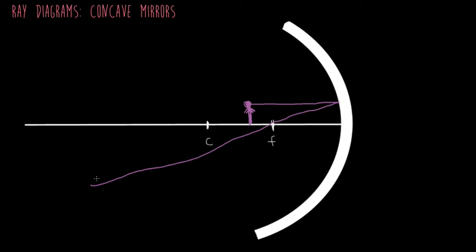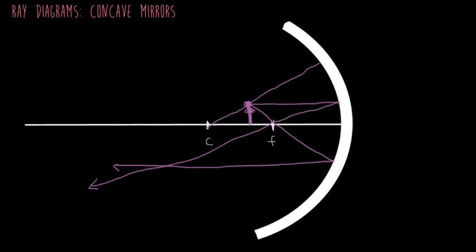Alright, our second line goes through the focal point just like before, and then it also reflects, but this time it reflects parallel to the axis. Again, the first two rays are kind of reverse of each other. And finally, our last line goes through the center of curvature from the object.